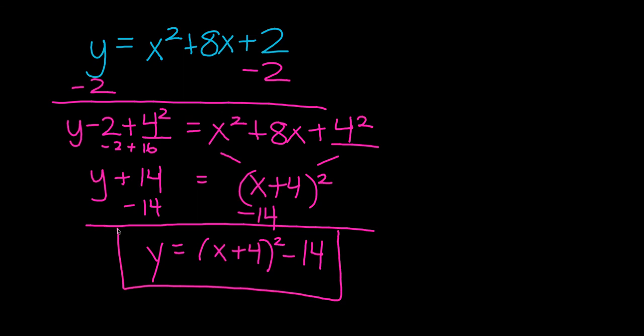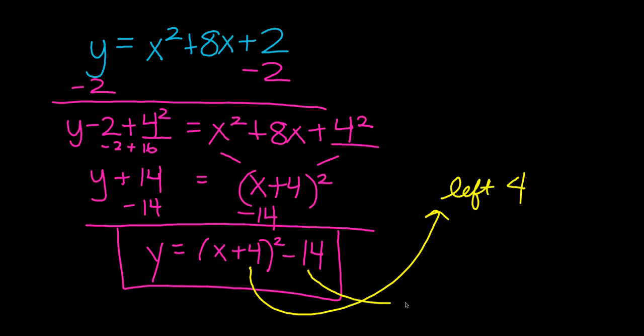Okay, so what two transformations are happening in this particular parabola? What two transformations do you see? Give it a try. Cool, so that plus 4 should be moving things to the left by 4 units. And that minus 14 is responsible for moving my vertex down 14 units.